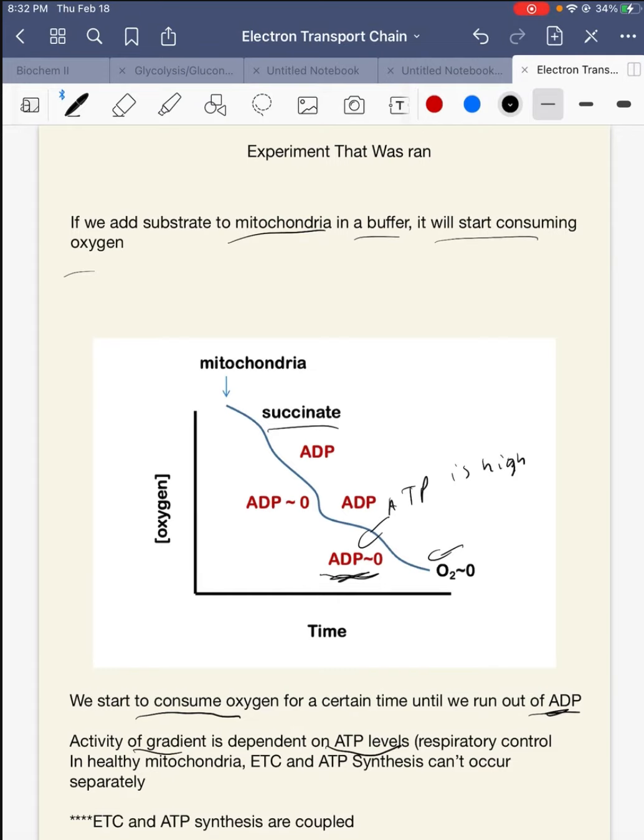So when ATP levels are really high and ADP is low, the electron transport chain won't run as fast because we have a lot of energy. That's why it's not consuming oxygen. From this experiment, they were able to conclude that ETC and ATP synthesis are coupled together. So in healthy mitochondria, they can't occur separately. They're two different things, but they usually occur together.